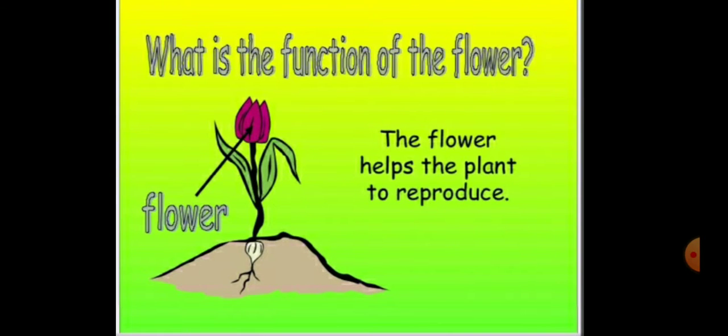So what is the function of the flower? The most important function of the flower is that it helps the plant to reproduce. It is the organ of sexual reproduction, and it is also a source of food for many insects. For example, bees collect the nectar from the flowers and make honey.